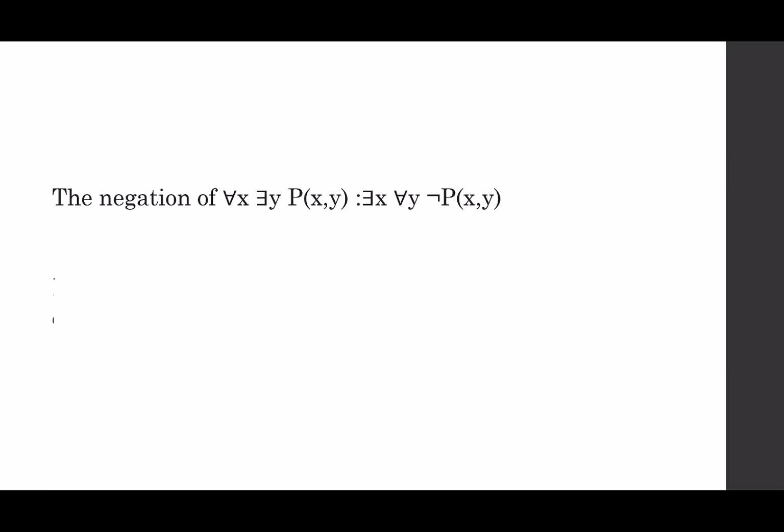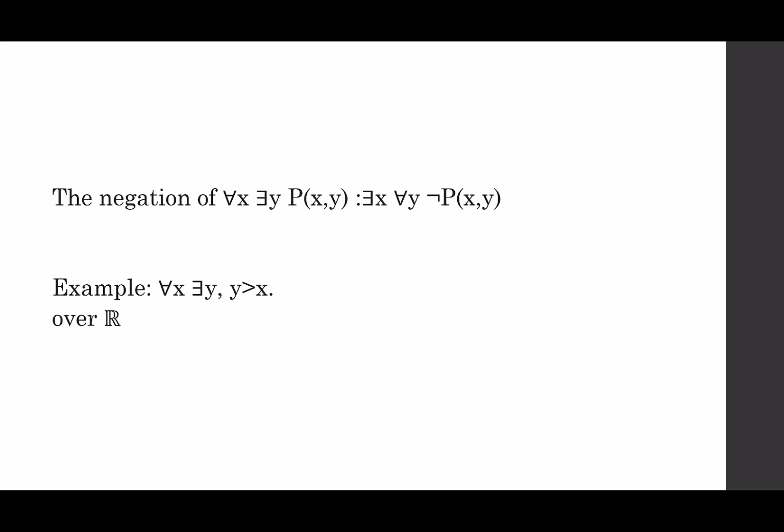Now let's take a look at the negation of for every x, there exists y, P of x,y. This time we've mixed universal and existential together. When we negate, for every becomes there exists, and there exists becomes for every. So we have there exists x, for every y, not P of x,y.